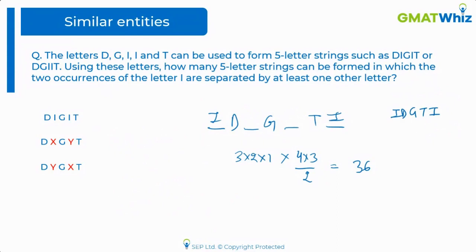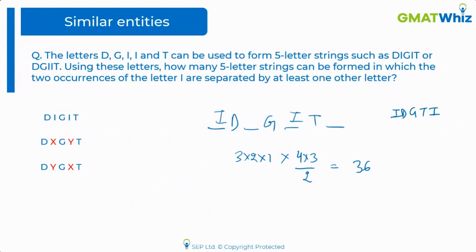Fine. So Shivani, how come 4 into 3? Think of it this way. I have to place 2 I's. There are 4 places. The first I can be placed in any of these 4 places. If I place it here, I have 3 options left for the second I. The second I can be placed in any one of them. So that's why 4 into 3.